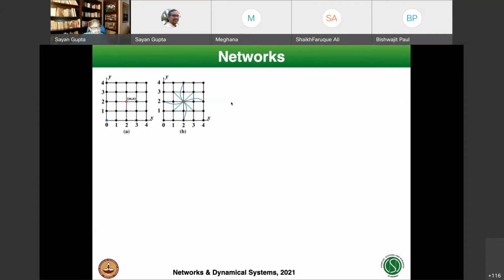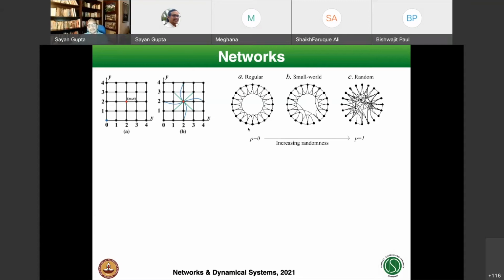But this is still a very regular network in the sense that it is symmetric and so on, but it need not be. So that has led to studies of networks with different topologies. For example, this is a very famous figure from a famous paper. This is a regular network where all the connections are very regular. And then in the small world network, most of the connections are regular, but there are certain connections which are somewhat different. And then you have a completely random network, where you cannot put the connections in any orderly manner.